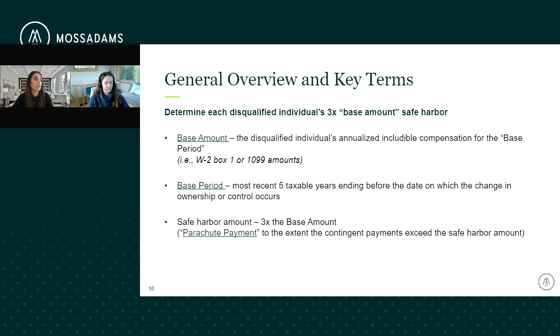And then if an individual is hired in the year of the change in control, you annualize that pre-change in control compensation and you exclude the parachute payments. So for example, if an individual was hired at the beginning of this year, you will annualize their payments for 2024, but you would exclude any parachute payments that they're receiving.